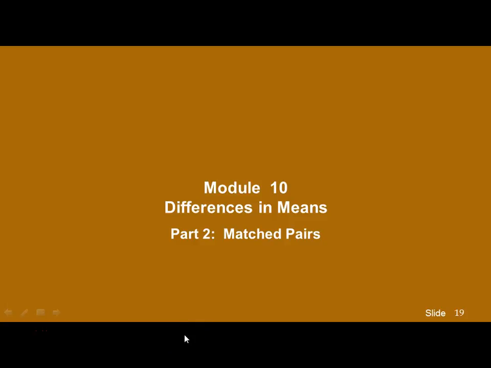Okay, it's time to finish up Module 10 in Part 2 here. We're still going to be talking about differences in means, but now we're going to discuss something called the matched pairs test, or sometimes called a matched samples test.